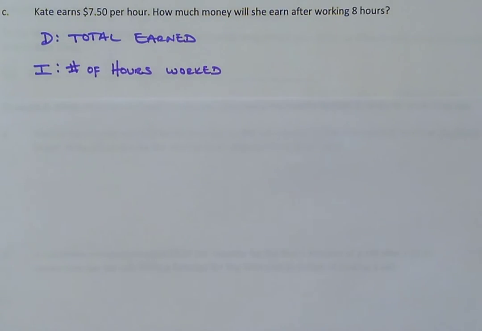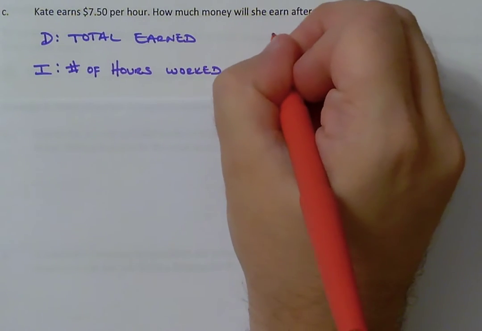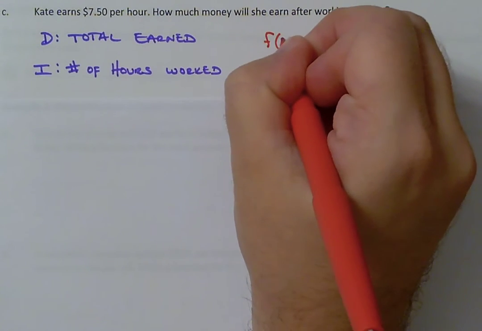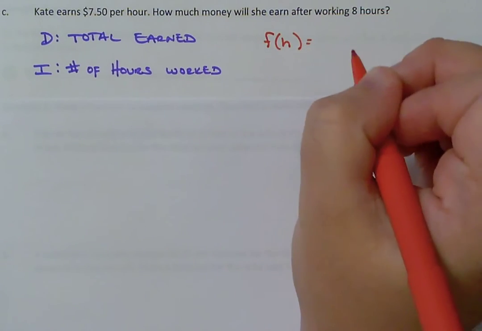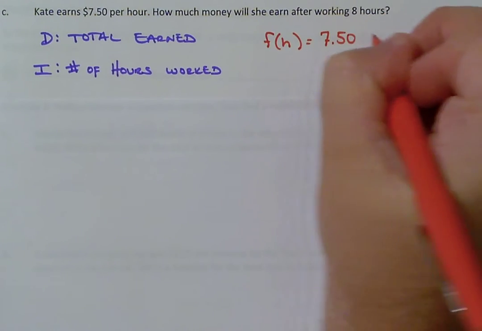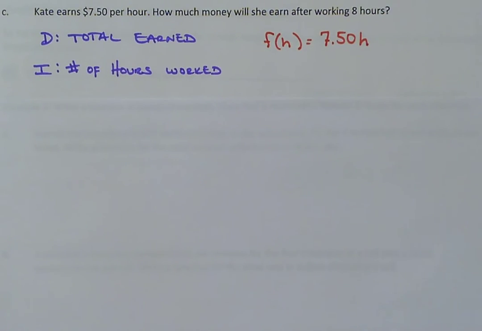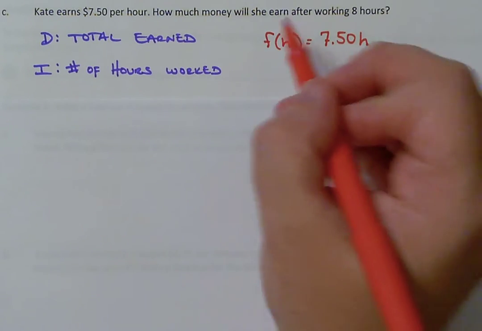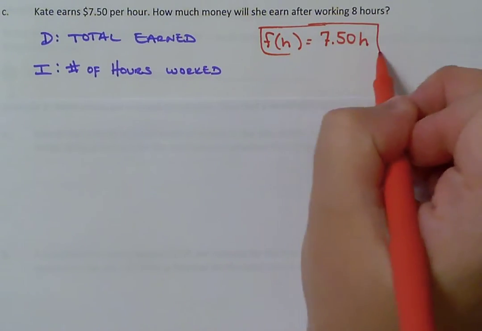Because the amount she earns, the total of her paycheck, depends on how many hours she works. The more hours she works, the more she gets paid. The less she works, the less she gets paid. My function is f of h, h being for hours, and it's $7.50 per hour. There's no $100 for the week or whatever, or that she lost anything or gained anything. So my function is just this.